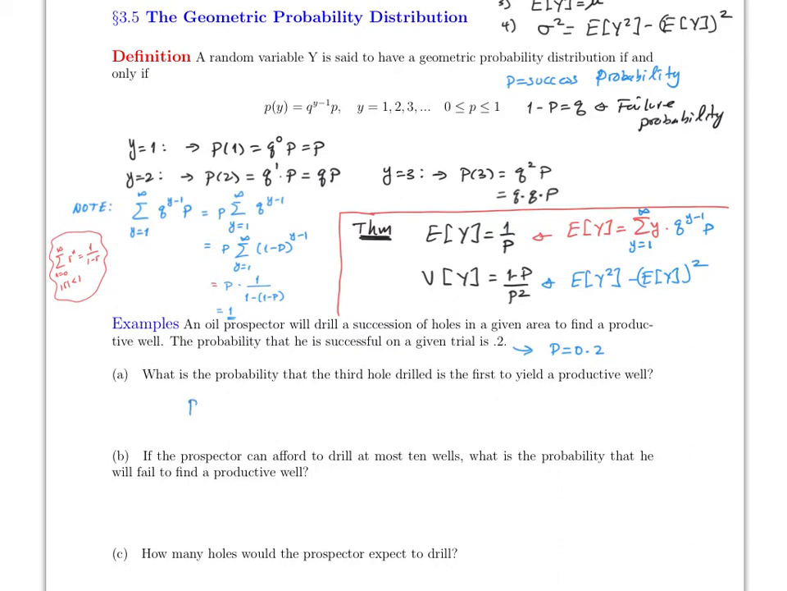Okay, so technically this is asking you how much is p of 3. So according to what we have, q, remember, is 0.8. So it will be 0.8 squared times 0.2, which again should technically be common sense. If you're successful on the third time, that means you failed the first time and you failed the second time. And by independence, you just multiply the two. And whatever this is, that will be the answer.